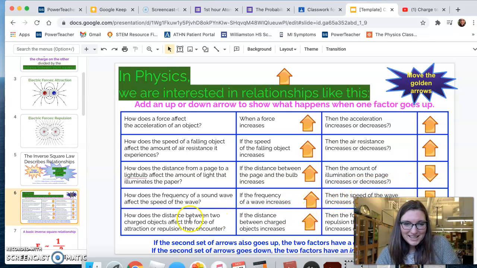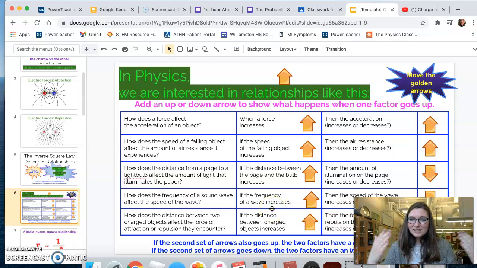And how does the distance between two charged objects affect the force of attraction or repulsion they encounter? If the distance between the charged objects increases, then the force of attraction or repulsion they encounter is going to decrease. More distance, the less they're going to interact with each other. And you guys saw this in simulations that we looked at earlier, where the farther apart they are, the shorter those force lines are, right? And the closer together they are, the longer those force lines are. If they're close together, they really want to be together, or they really want to be apart.